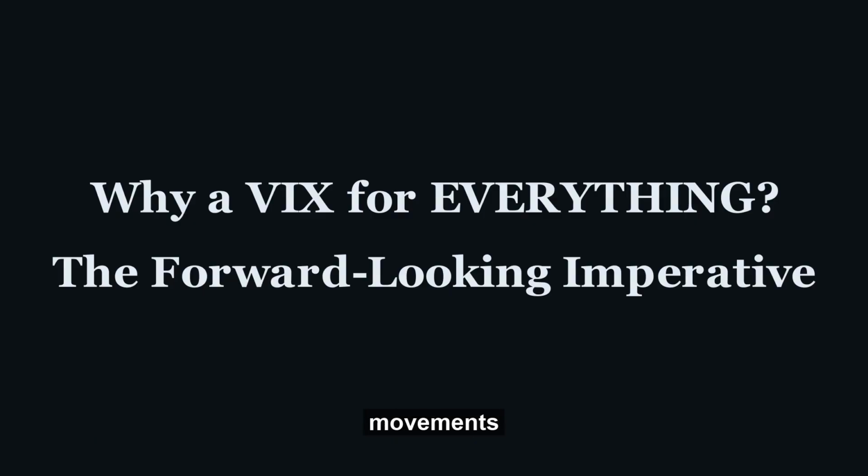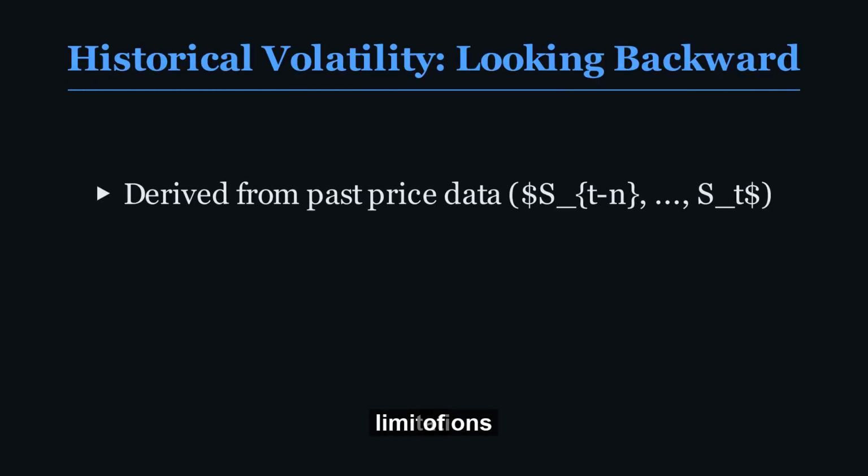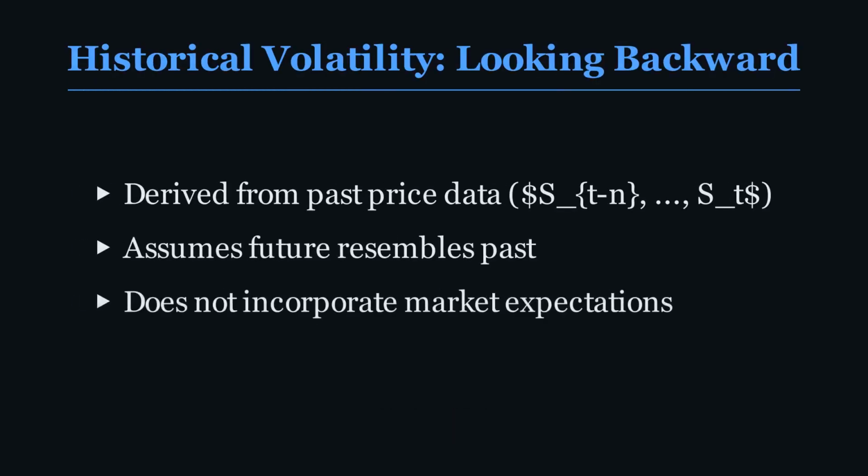future price movements. Consider the limitations of historical volatility. It's calculated directly from past price movements, often using simple standard deviation over a defined period. While straightforward, it inherently assumes that the future will resemble the past, which is a strong and often violated assumption in dynamic markets. Furthermore, historical volatility is a single number, reflecting only the magnitude of past price changes, without incorporating any information about the market's current perception of risk or future uncertainty.